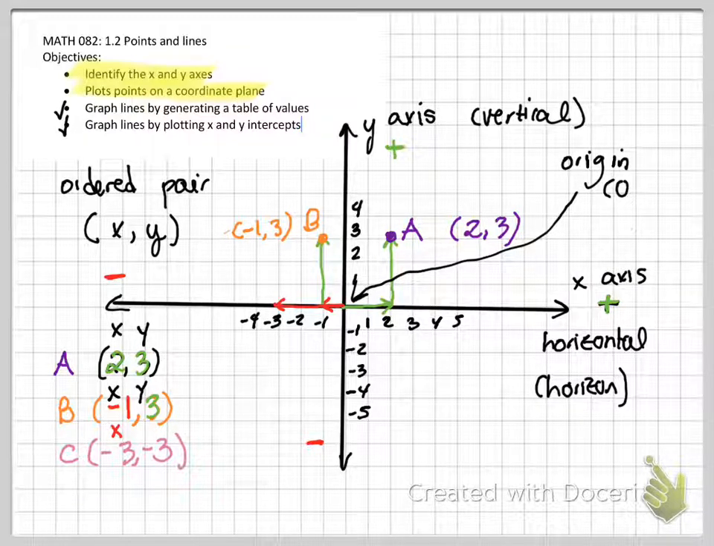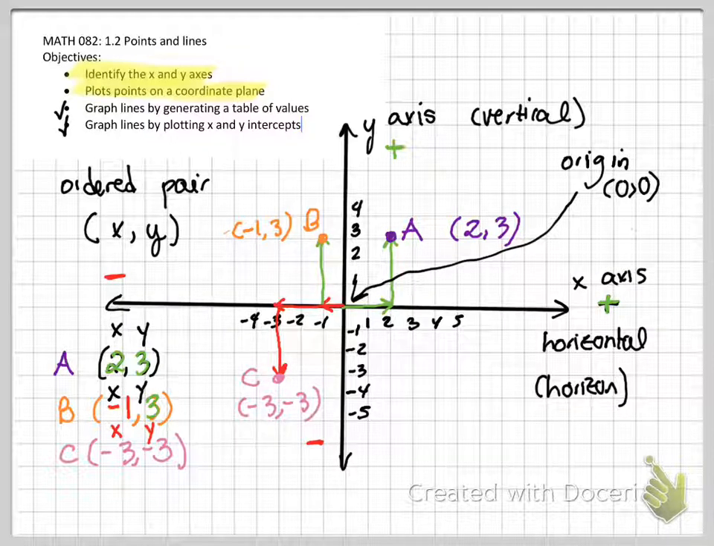Okay, and the coordinates of the origin are the point 0, 0. All right, so getting back to point C, we moved 3 units to the left, and then our y value is -3, so we move 3 units down. Okay, so now I'm going to put a point right here. There we go. I'm going to label it point C, and again, this is the point -3, -3.